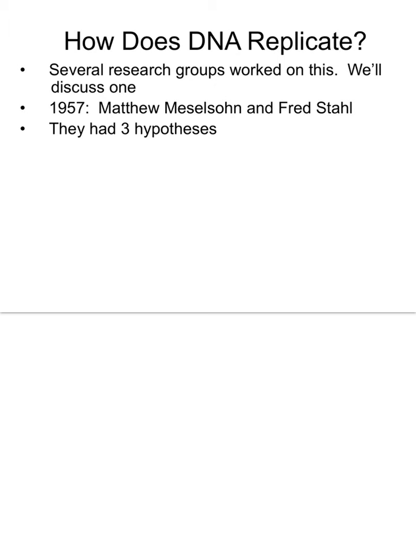So once they figured out the structure of DNA through Watson and Crick, there were a lot of different researchers and scientists trying to figure out how DNA replicates itself. One of the research groups was Meselson and Stahl, and this was back in the 50s. They actually had 3 hypotheses of how DNA replicates.